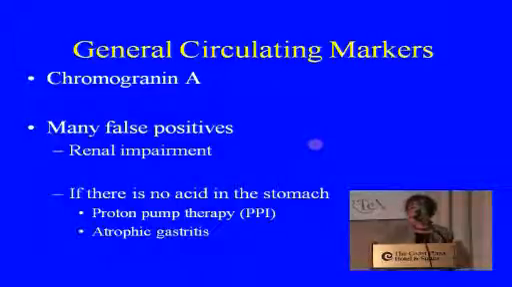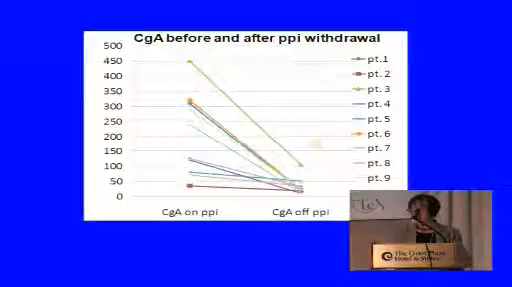The false positives come from renal impairment, and a lot of folk who've had some treatment, a lot of folk who are elderly will have renal impairment, and all of the peptides, including Chromogranin A, will be raised. If there's no acid in the stomach, Chromogranin A will be raised as well, because of atrophic gastritis if you have pernicious anemia, autoimmune atrophic gastritis, or if you're on proton pump inhibitors. I don't know about this side of the Atlantic, but every other person in the UK is taking proton pump inhibitors, and they're available over the shelf. And they really can put Chromogranin A up quite a lot.